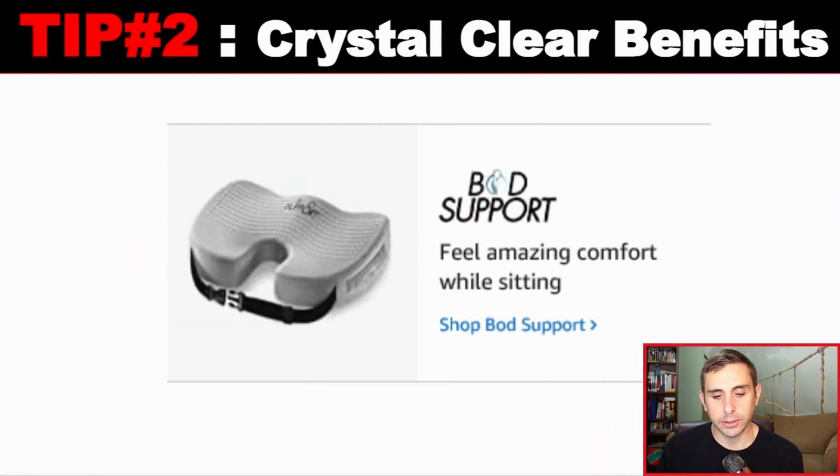Next, check out this one for tip number 2, feeling amazing comfort while sitting. So here's an example of someone who may have the problem of back pain or discomfort while they're sitting. Maybe they're sitting at work for a long period of time. You put up this headline and you're speaking to the benefit. Feel amazing comfort while sitting. So this could speak to someone who's working all day, could speak to moms who maybe have postpartum back pain, all sorts of things. But it conjures up that visual, that image of feeling good while they're sitting, and it speaks to the clear-cut benefits of this product.